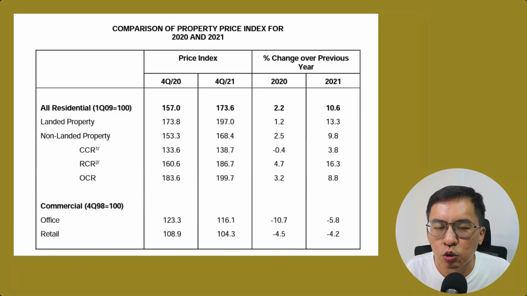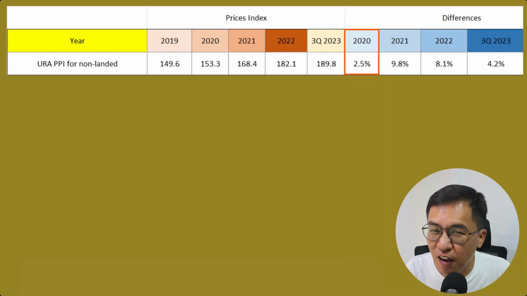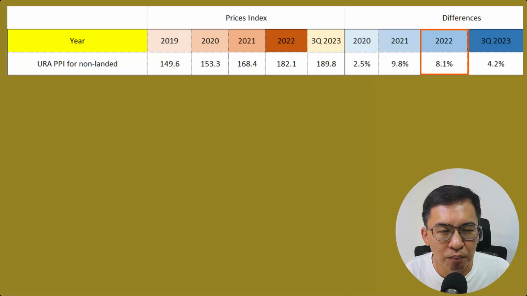Here, I will use 2019 as a base point as this is a year before COVID. The PPI for non-landed increased by 2.5% in 2020. This is the very same year COVID struck. How come prices still increased? Never mind. We will come back to this later. The PPI increased by 9.8% in 2021, 8.1% in 2022, and lastly 4.2% by end of third quarter 2023.